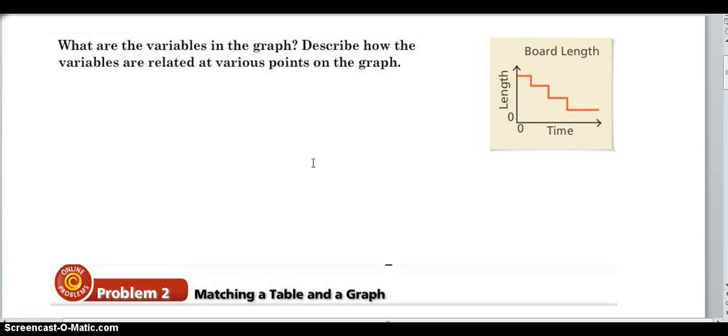Alright, so take a moment then. What two variables in this graph are there? What two things change in the graph? And hopefully you thought of length and time, because those are the two things that differ as we go through the graph.